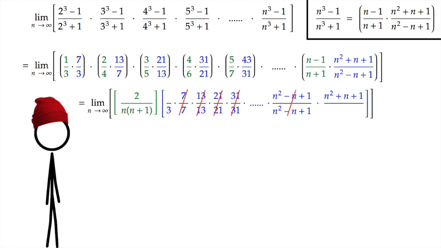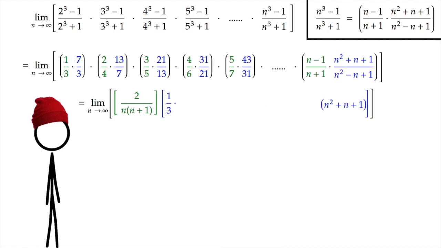And then everything in the middle cancels. Goodbye. And all that's left is the 1 over 3 from the very start, and this n squared plus n plus 1 term at the very end. That's it. Tidy it up. N squared plus n plus 1 over 3.